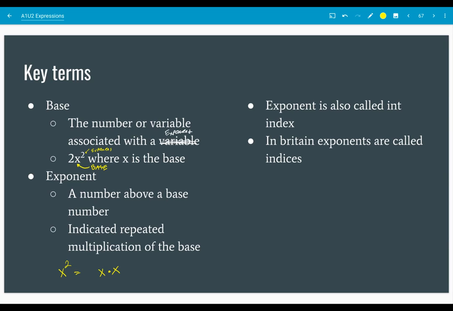A couple of things are worth noting. The exponent is also called the index. So x to the nth power, this is also called the index. And then in Britain, exponents, this whole unit would be called indices. So if you need to look up some videos to help you and are not finding what you're looking for, looking up exponents, or it keeps coming up indices, that's why. They are one and the same thing.